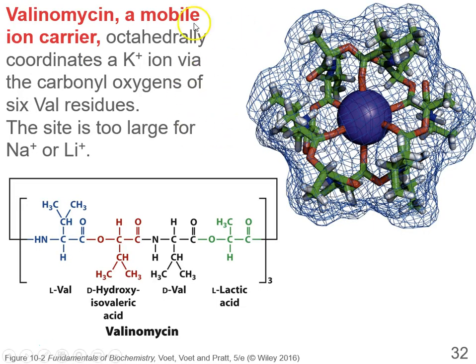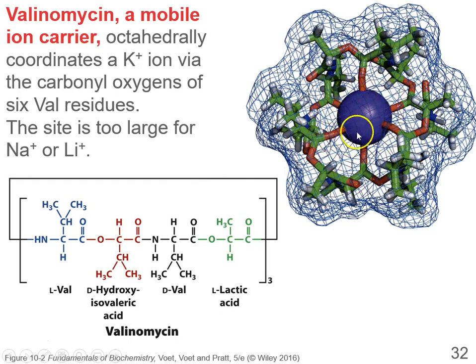So this is valinomycin. This is a really interesting structure. So this is what it looks like. And notice, because it's bacteria, they are very cleverly able to make D amino acids. So this structure is made right here. And this is a three-dimensional structure of what this thing looks like.